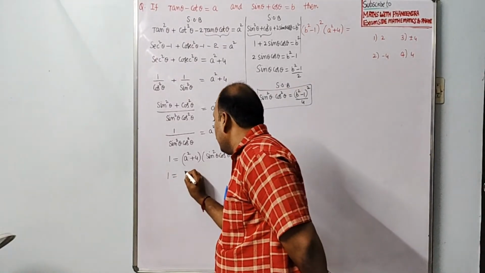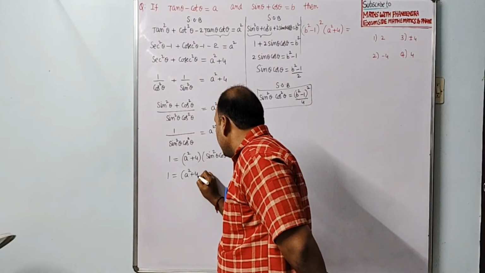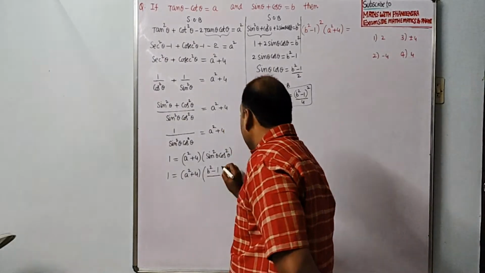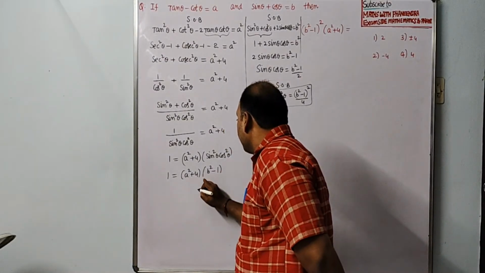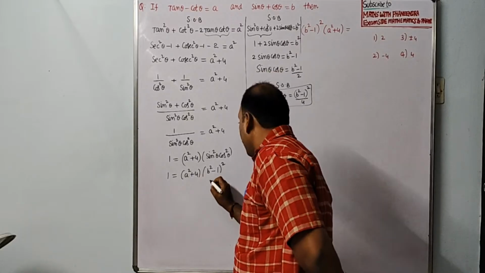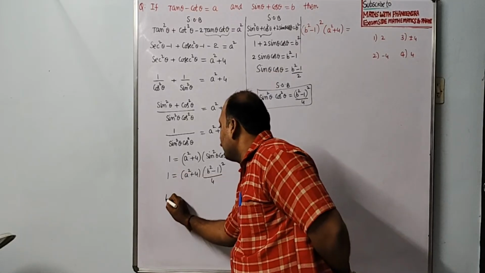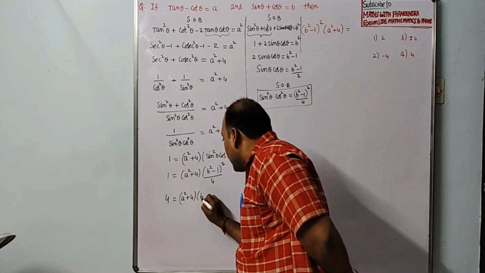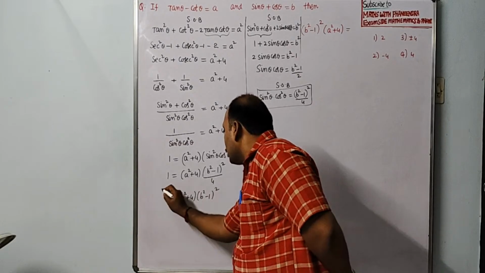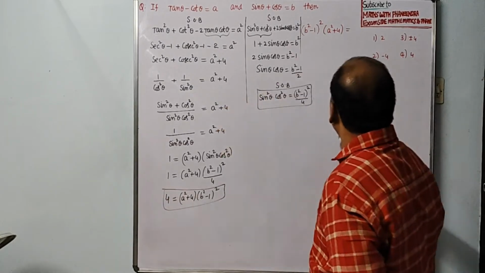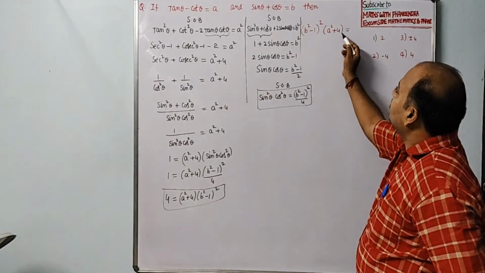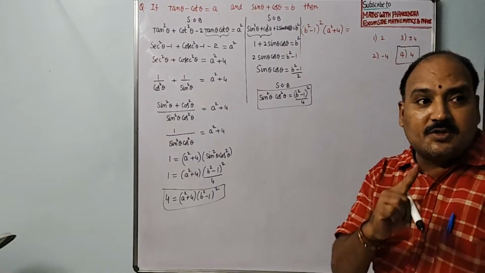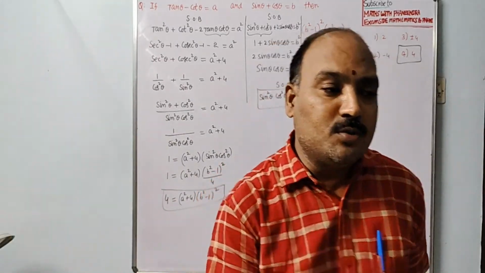Therefore 1 is equal to A square plus 4 into, in place of this, B square minus 1 whole square by 4. That 4 bring that side. 4 equal to A square plus 4 into B square minus 1 whole square. So the required value is A square plus 4 into B square minus 1 whole square. It is there in the fourth option, dear students. I hope you understand. We'll move on to another question.